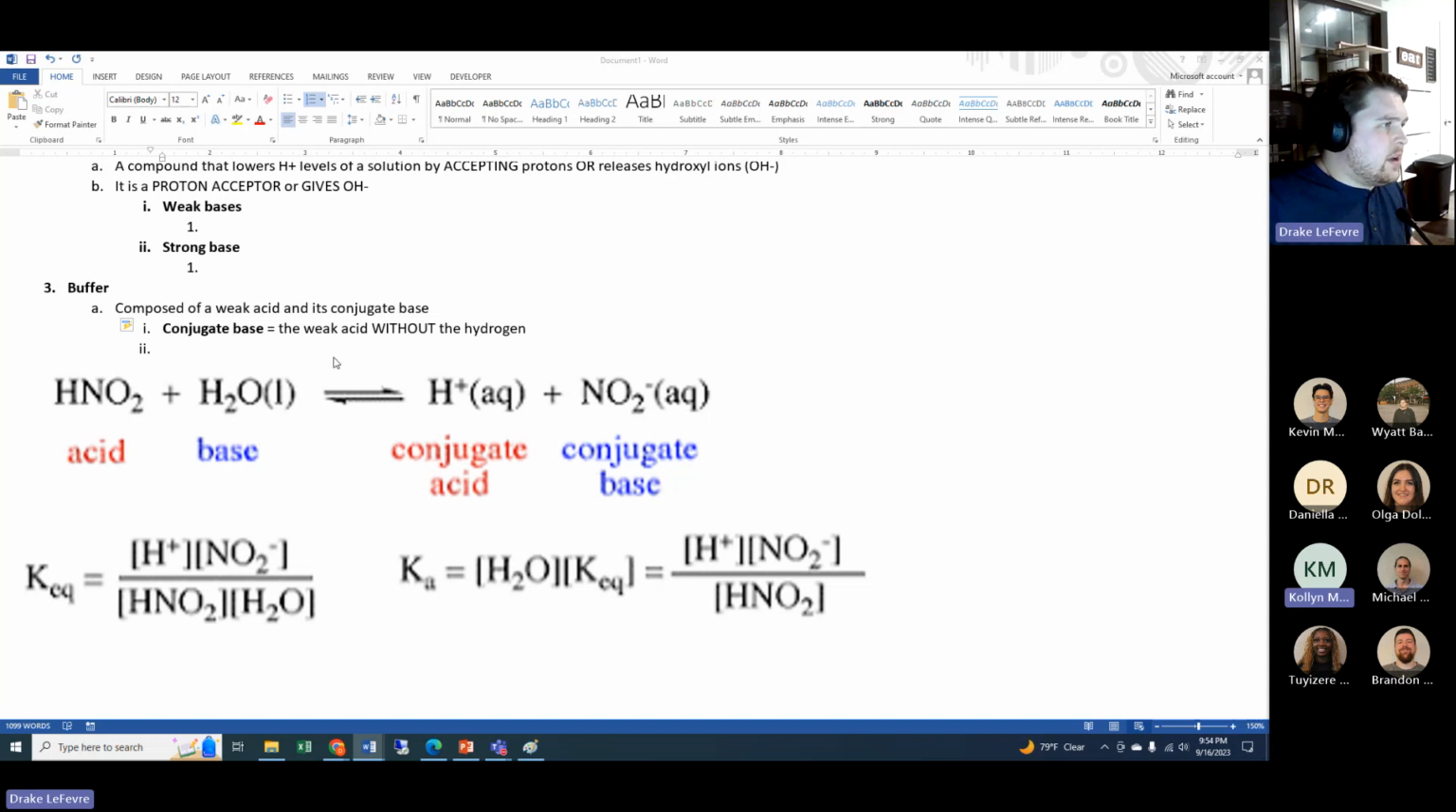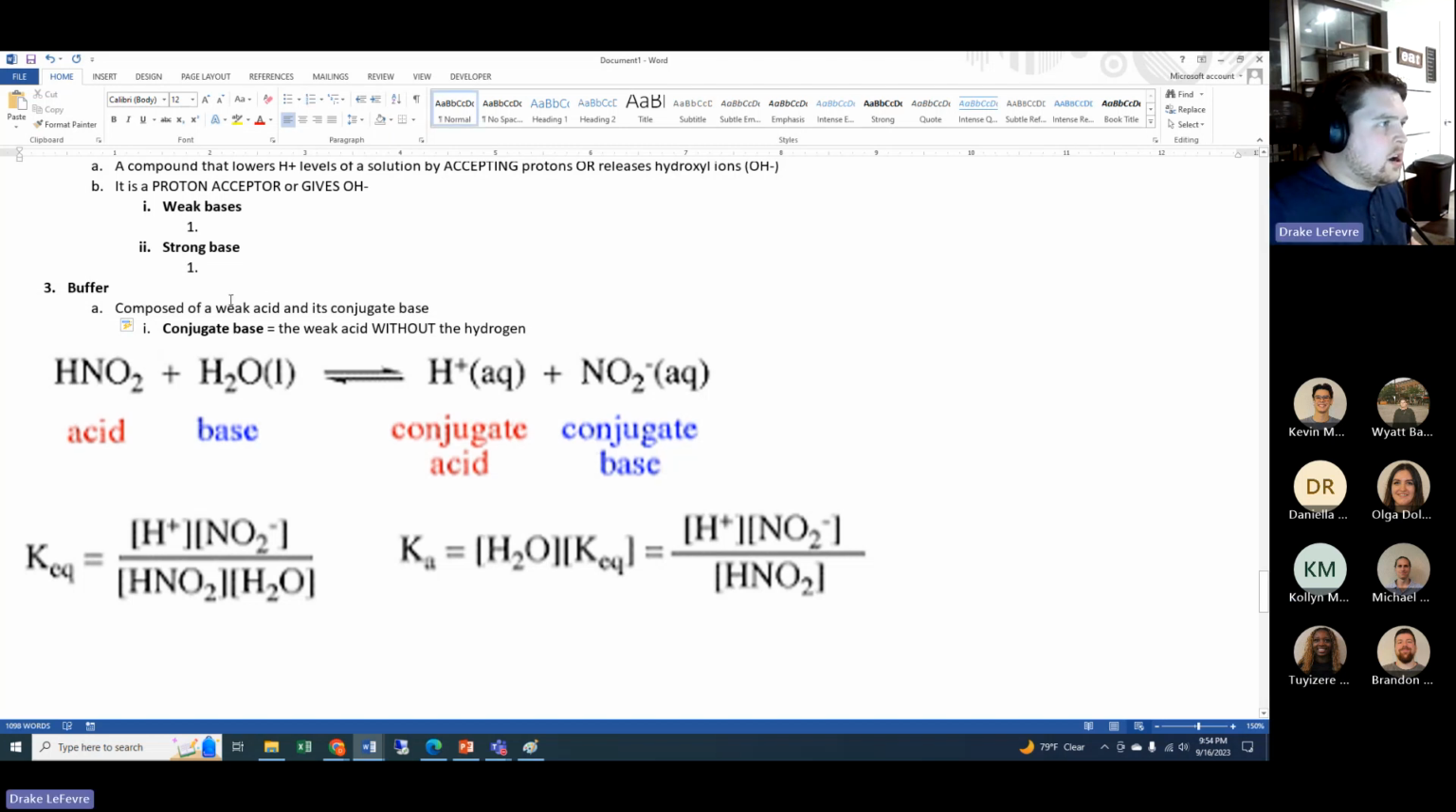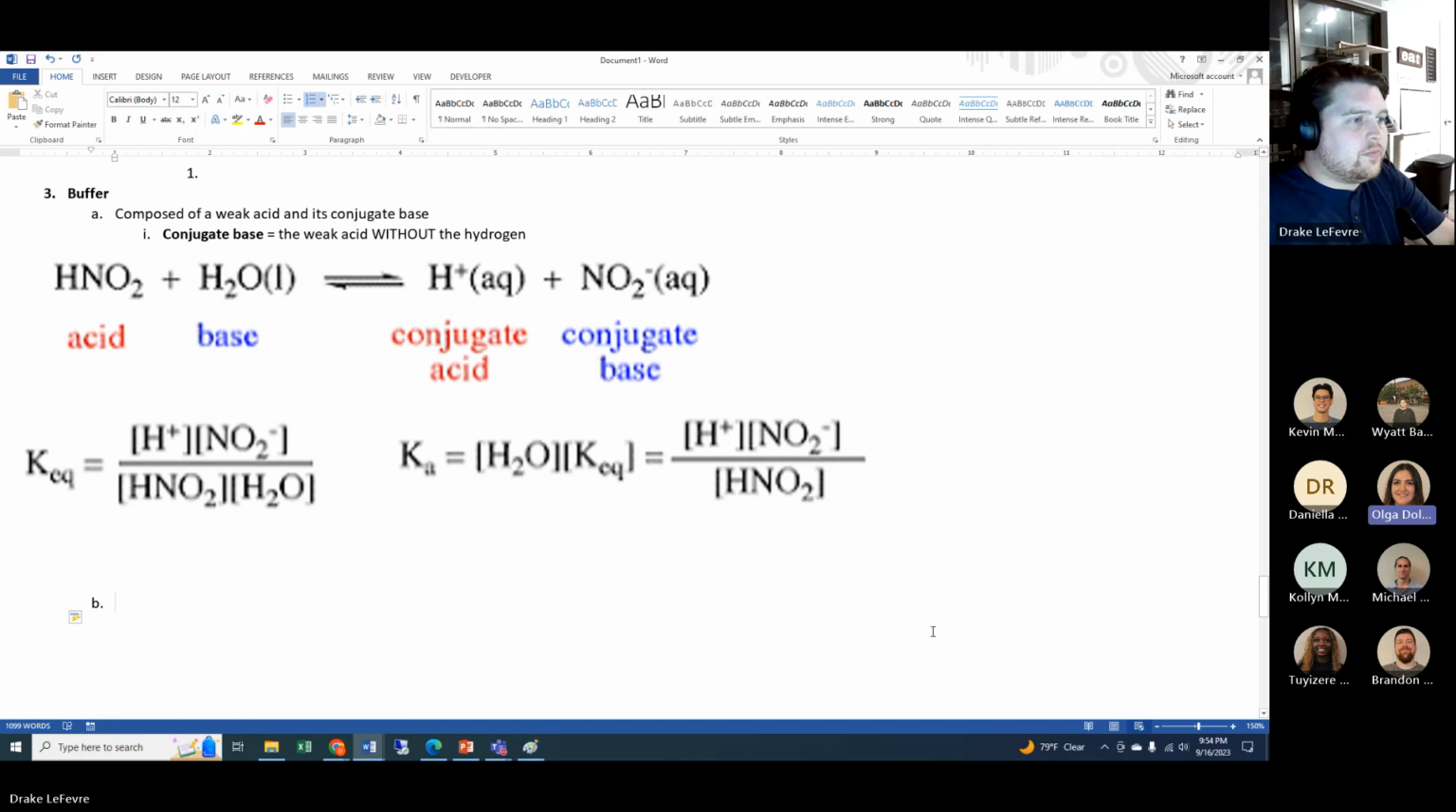So this whole thing right here, this is what a buffer is. It's just that weak acid and its conjugate base, and that's how it goes. It travels back and forth. I have a question, maybe it's stupid, but it looks like we're losing the water, but I know we're actually not. So we're not losing the water.